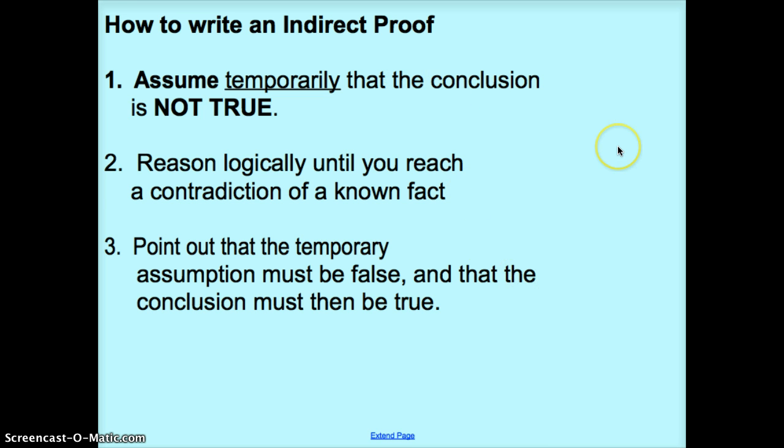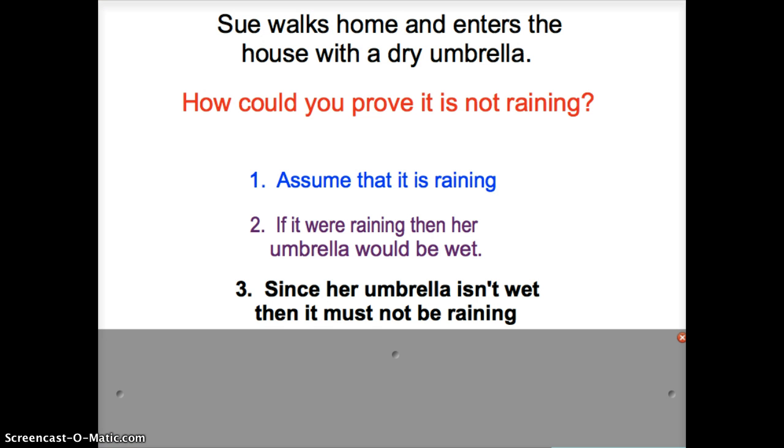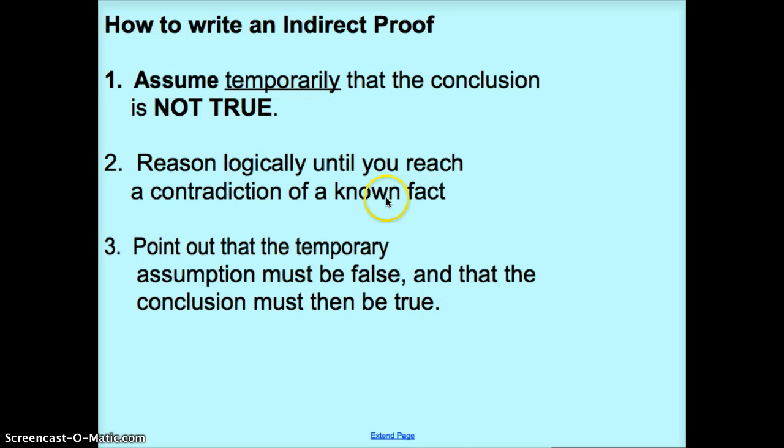To write an indirect proof, we're going to assume temporarily that the conclusion is not true. In the previous example, the conclusion that we were trying to make was that it was not raining outside, and the first step that we did was to assume for a second that it was raining. Once we assumed that it was raining out, we then logically reached a contradiction of the fact that if it were raining outside, she would have a wet umbrella. Since her umbrella was dry, we logically contradicted that fact. And therefore, once again, because it was a dry umbrella, the conclusion must have been true to begin with.